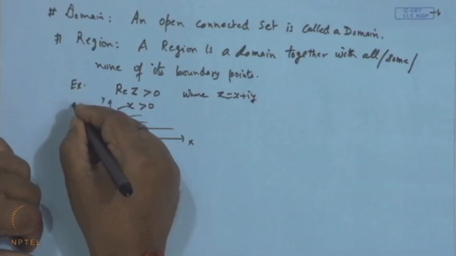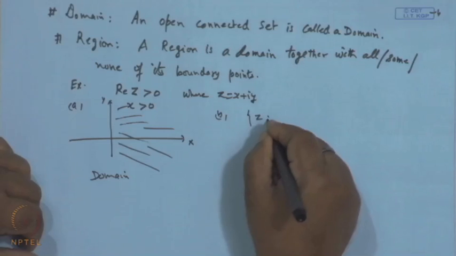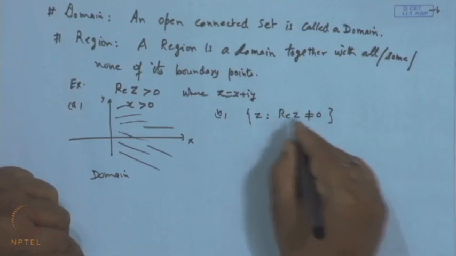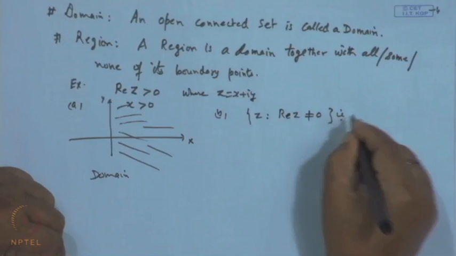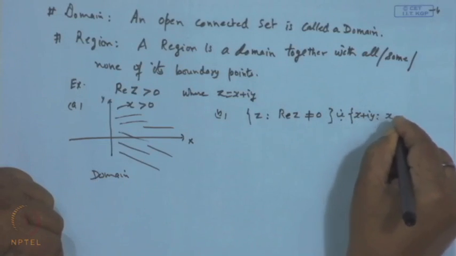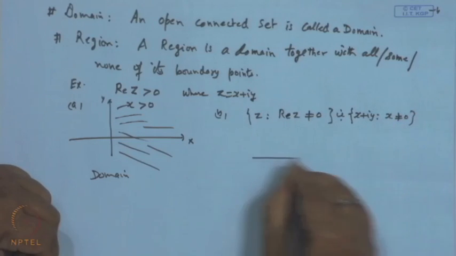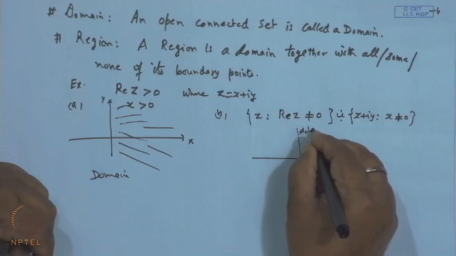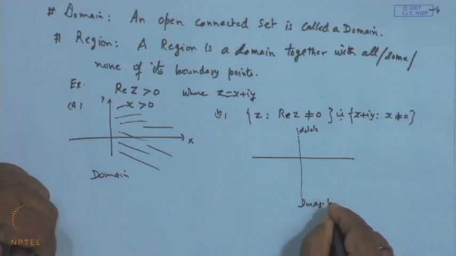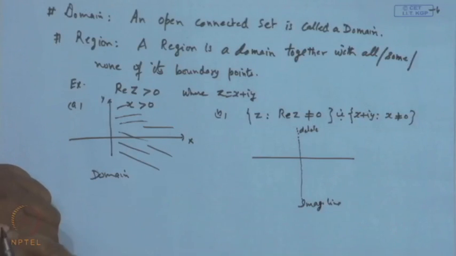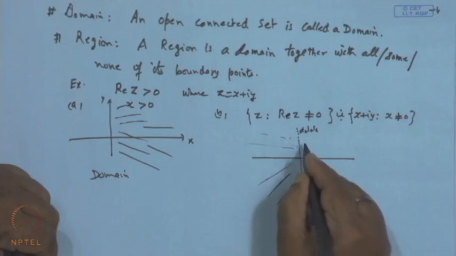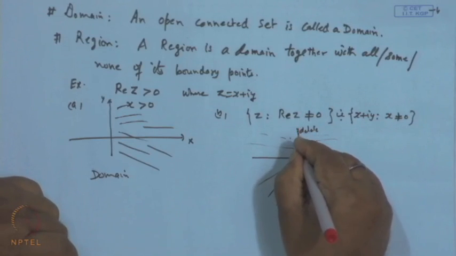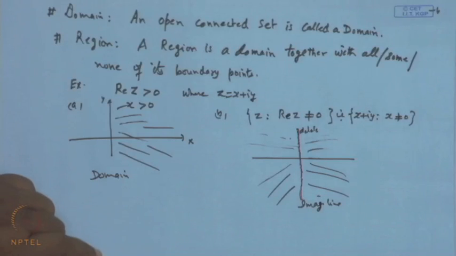However, suppose we take another example, the set of those points where the real part of Z is not equal to 0. Real part of Z is not equal to 0 means x should not be 0, that is the set of all points x plus I y where x should be different from 0. That is only possible when you remove completely the imaginary line, that is the y axis. If I remove this part, then the set of all points which are here as well as here, except this line, this is deleted.